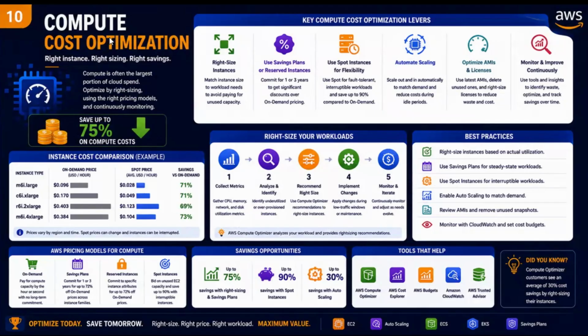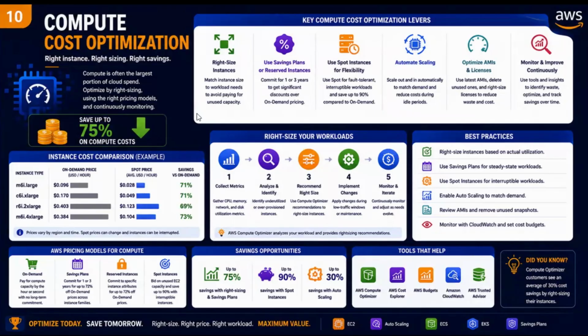In your compute optimization, the best practice is to right-size instances based on actual utilization, and definitely use Savings Plans for steady workloads and Spot Instances for interruptible workloads, and enable Auto Scaling to match the demand, and review AMIs and remove unused snapshots, and monitor with CloudWatch and set budgets.